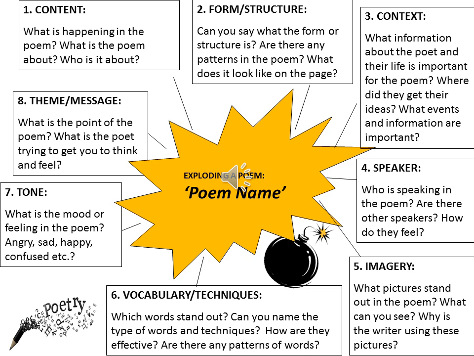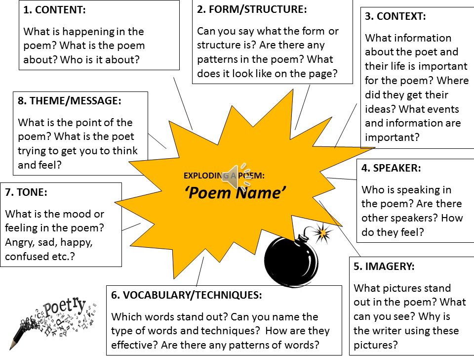Number 5 is imagery. So what pictures stand out in the poem? What can you see? Why is the writer using these pictures? Why are they important? The sixth box is about vocabulary and techniques. So which words stand out? Can you name the types of words? What are the techniques? Can you name the techniques? How are they effective? Why are they good? And are there any particular patterns of words and techniques?